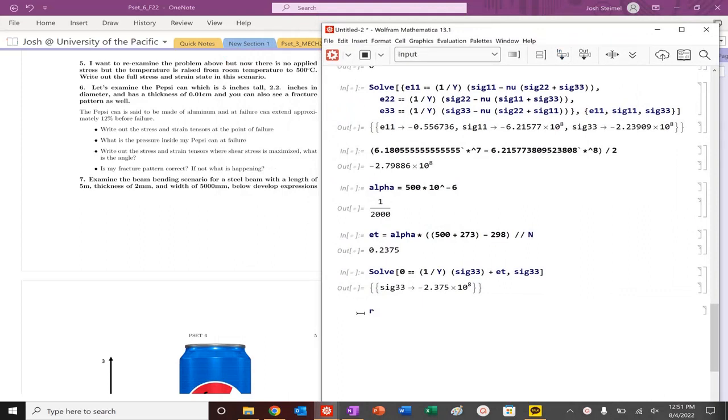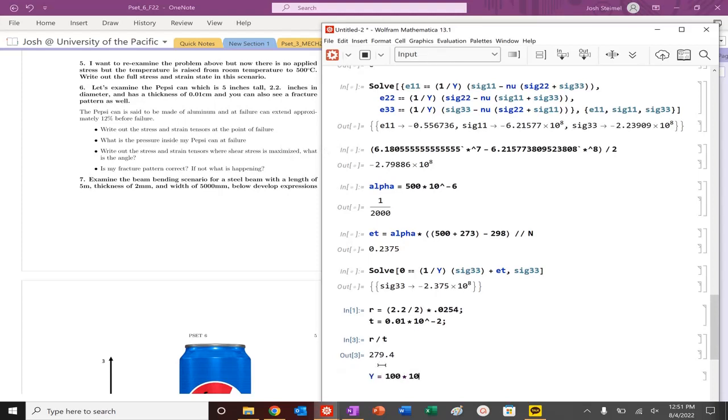My radius is equal to 2.2 inches in diameter, so my radius is equal to 2.2 divided by 2 times 0.0254 to convert to meters. My thickness is equal to 0.01 times 10 to the minus 2. And R over T, what's that value? Oh yeah, that's a thin wall pressure vessel for sure. It is made of aluminum, so I know that my Y is equal to 100 times 10 to the 9.